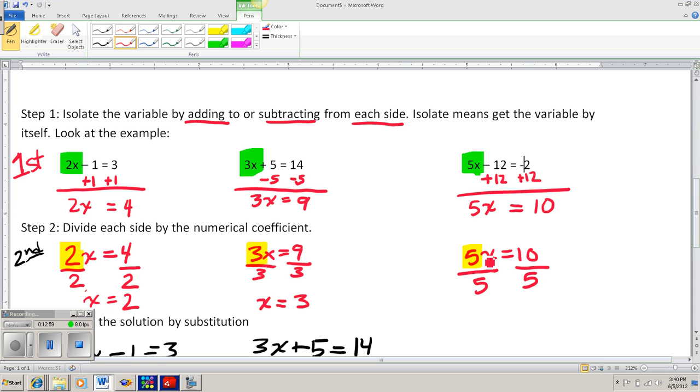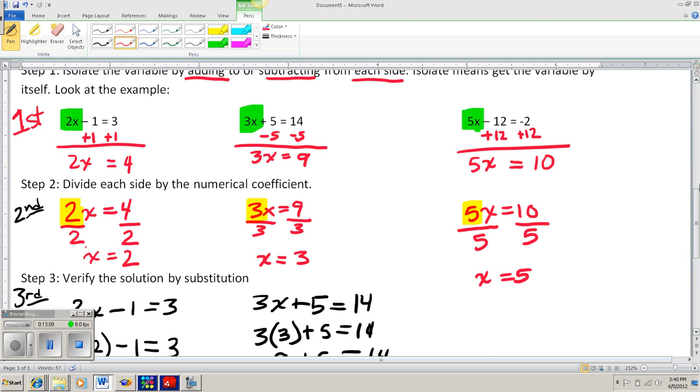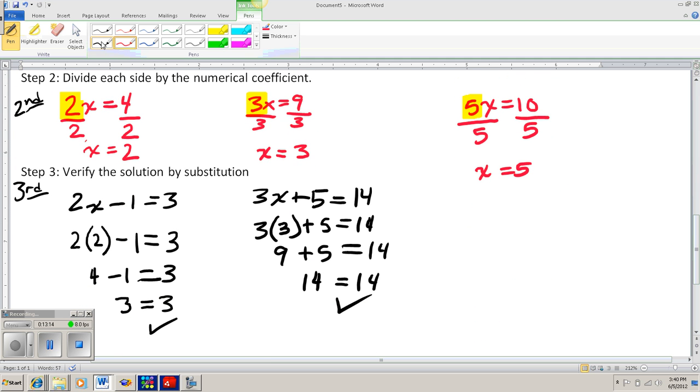So 5x divided by 5 is going to be 1x, or just x, and 10 divided by 5 is going to be equal to 5. Now I have to do that last step of verifying it. Pay attention to what my original equation was: 5x minus 12 equals negative 2. I'm going to write that out, and substitute x equals 5. Instead of 5x, I'm going to write 5 times 5 minus 12 equals negative 2, and see if it works.